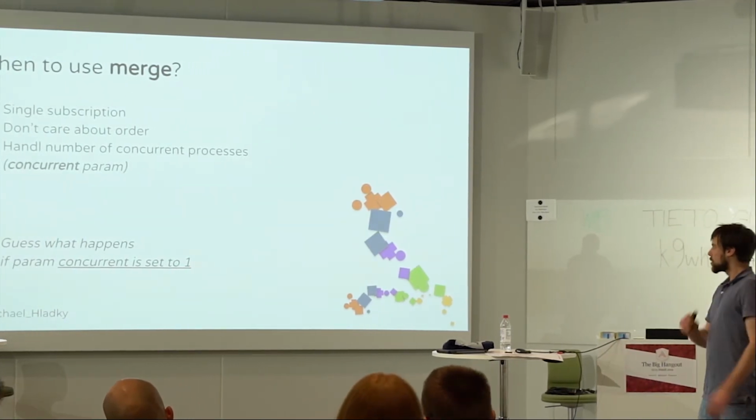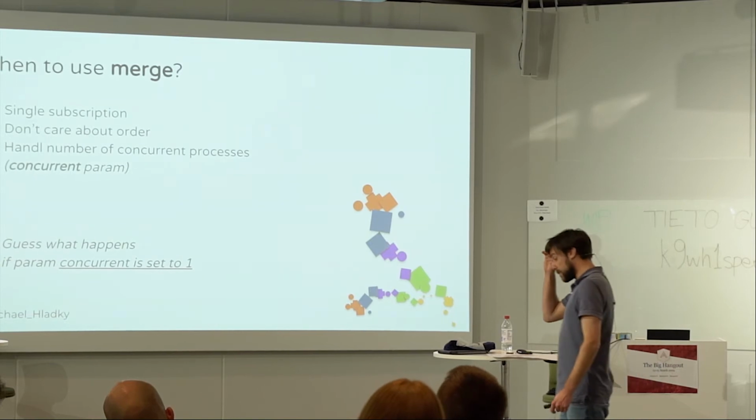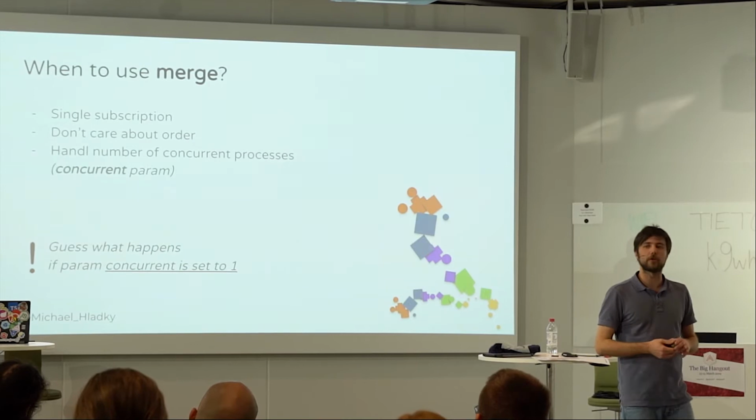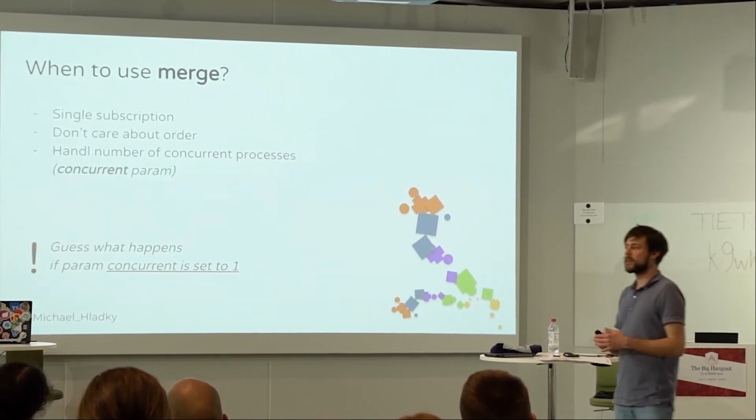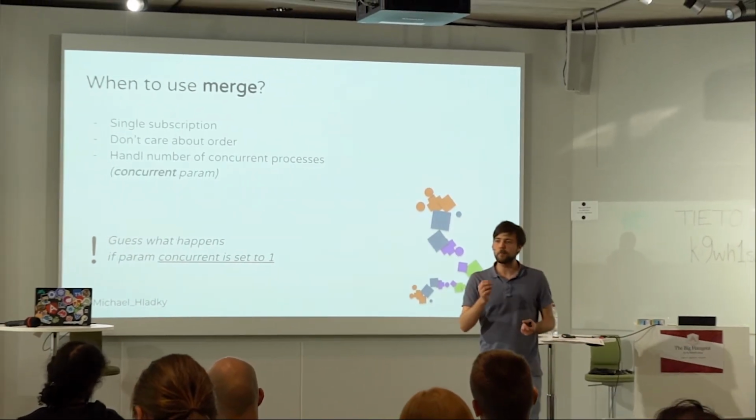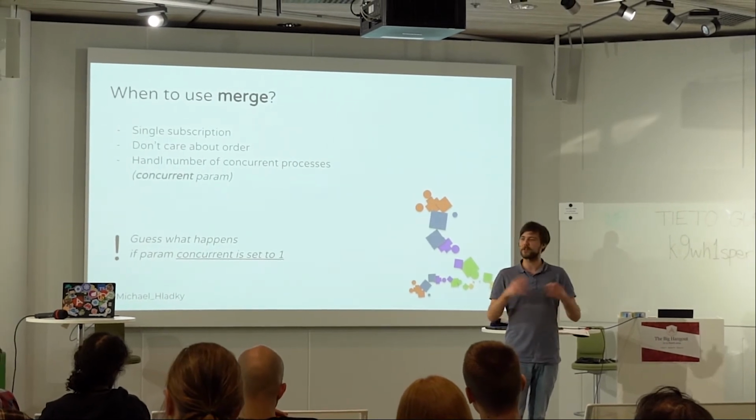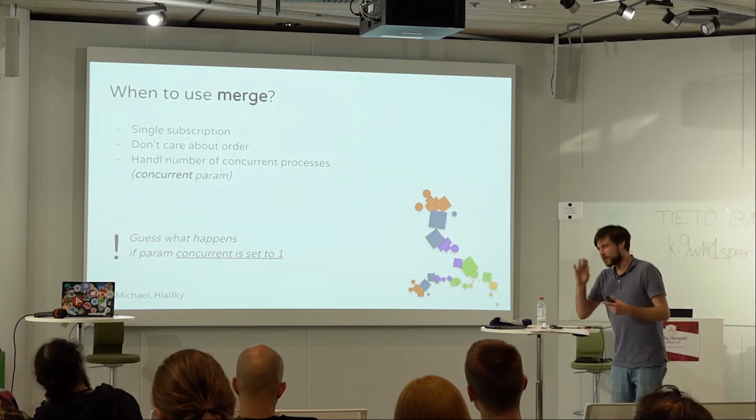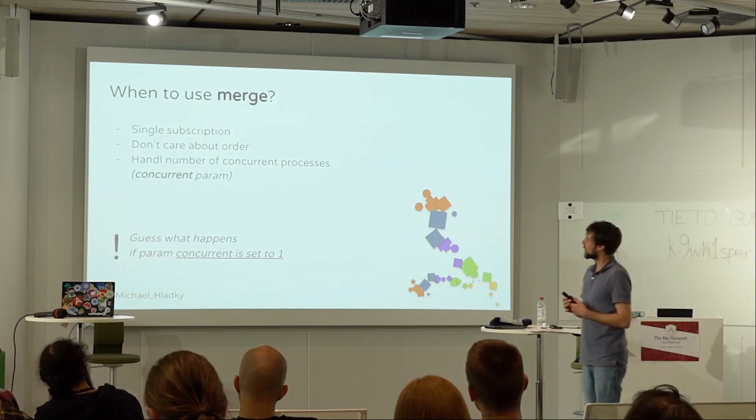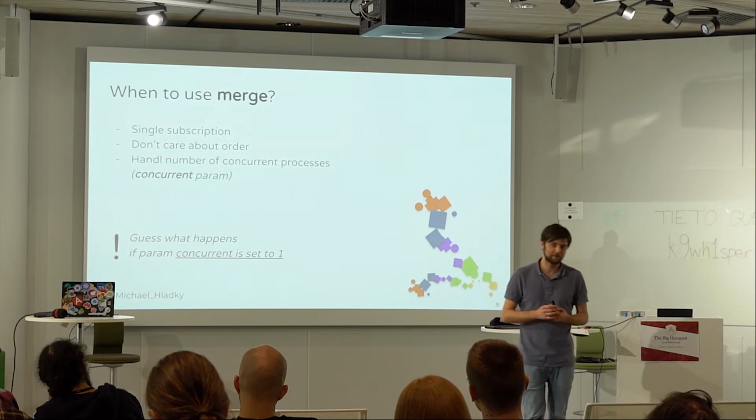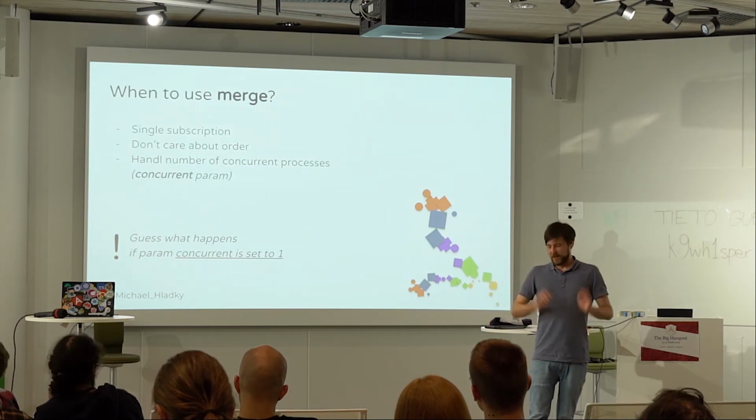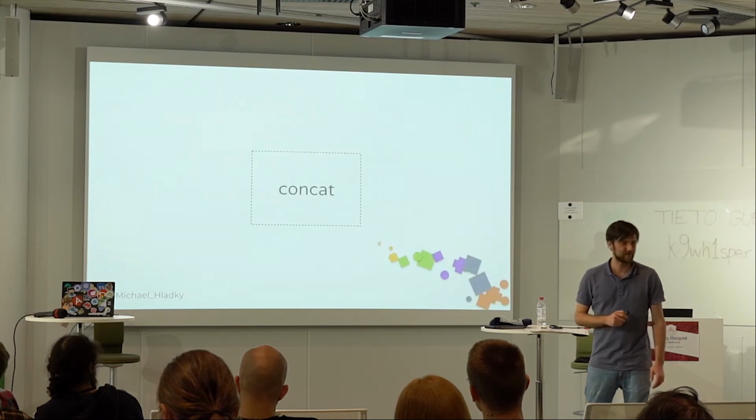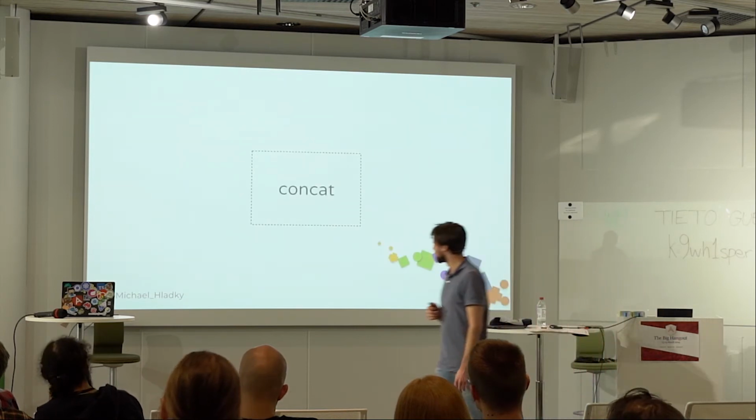And then mergeMap, to be more specific, has some very cool parameter that is called concurrency. And with this parameter you can decide how many parallel observables are started inside of this operator. Try to guess what happens if you set the concurrency to 1. Before I answer this, I want to talk about concat. Maybe this is a little hint.